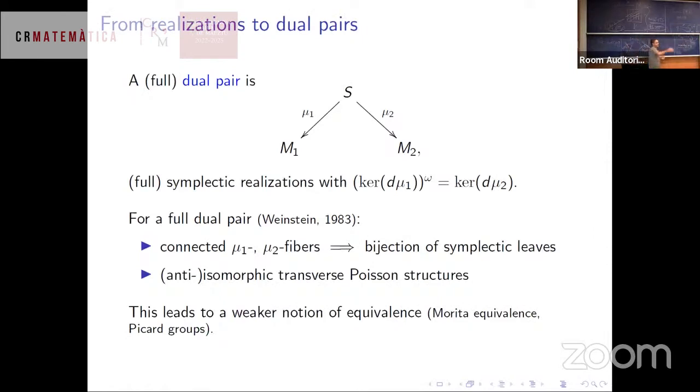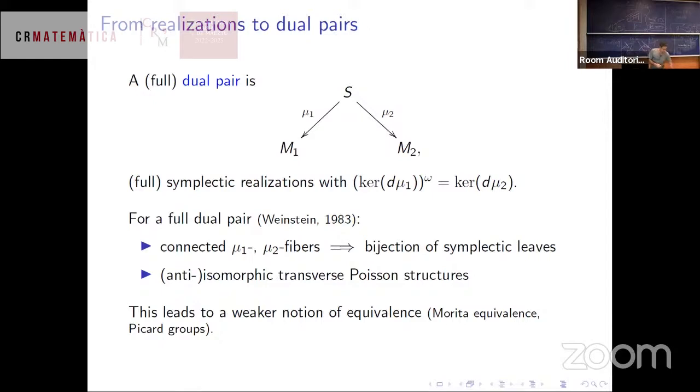And you can study the self-equivalences of a Poisson manifold with respect to this relation, and that's called the Picard group of the Poisson manifold. Something that I defined with Weinstein many years ago and then studied with Rui Fernandes. Here's some examples.